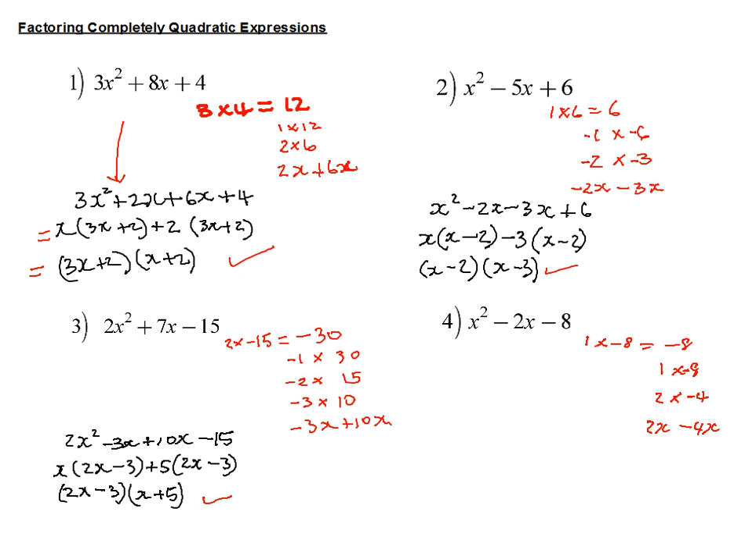So we're going to rewrite our expression and write negative 2x as 2x minus 4x. So let's do that. So we have here x squared plus 2x minus 4x minus 8. We have x in common for the first two, so we factor out that x. We have x plus 2 there.